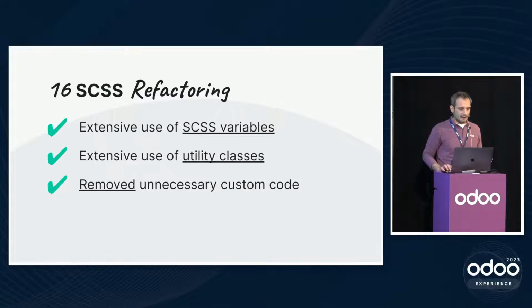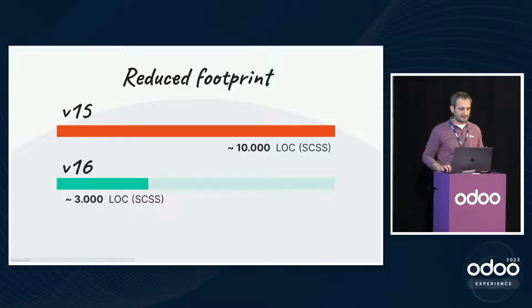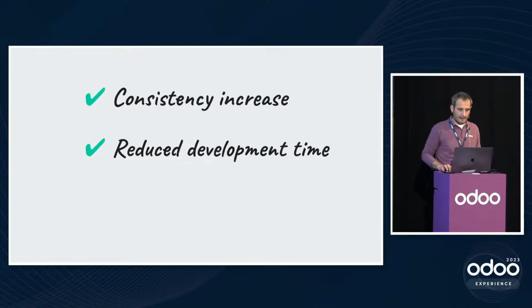We refactored the CSS of Odoo using extensively CSS variables, using a lot of utility classes, and we removed a lot of unnecessary custom code that was present in several modules. This helped us to reduce the footprint by a lot. It means streamline the code. Having a smaller code means also that the code is easier to maintain.